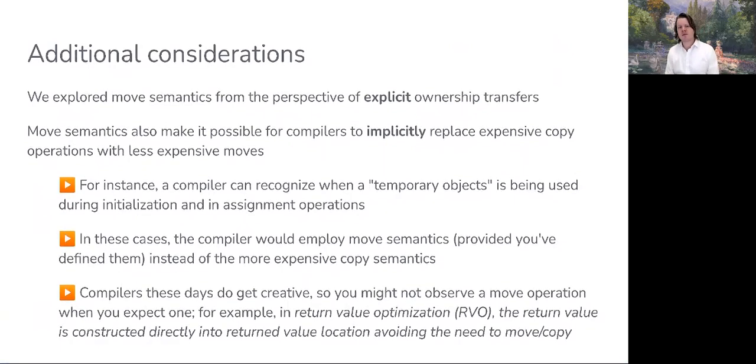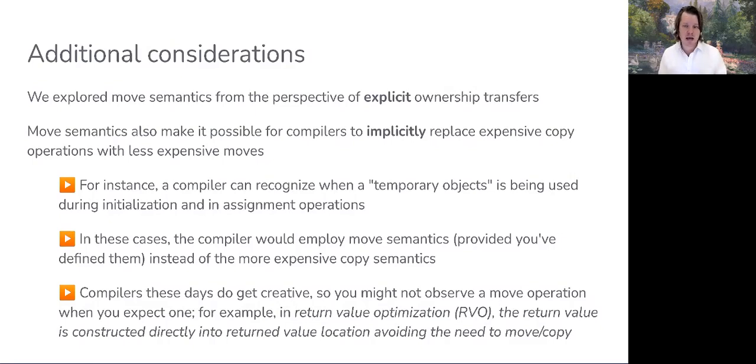We explored move semantics from the perspective of explicit ownership transfers. Move semantics also make it possible for compilers to implicitly replace expensive copy operations with less expensive moves. For instance, a compiler can recognize when a temporary object is being used, say during initialization and in assignment operations. In these cases, the compiler would employ move semantics, provided you've defined them, instead of the more expensive copy semantics.